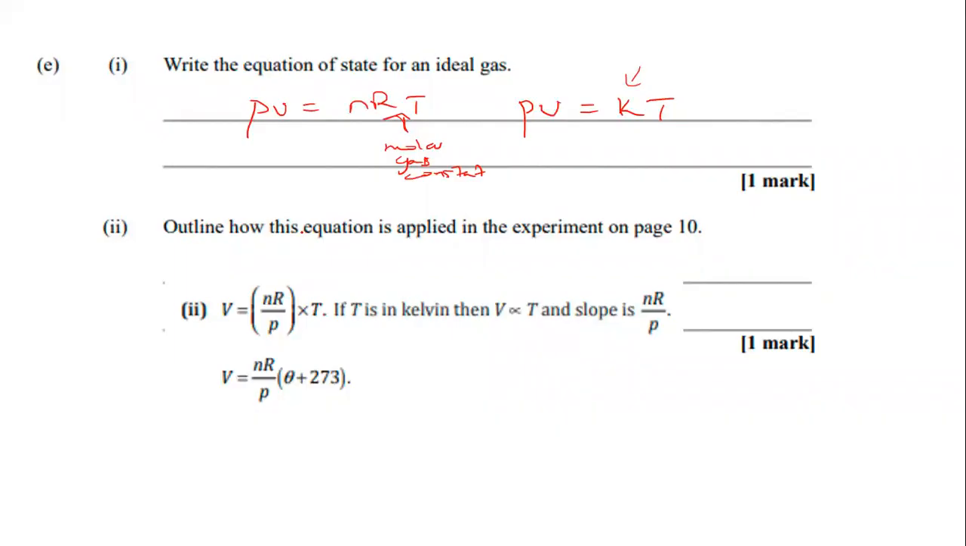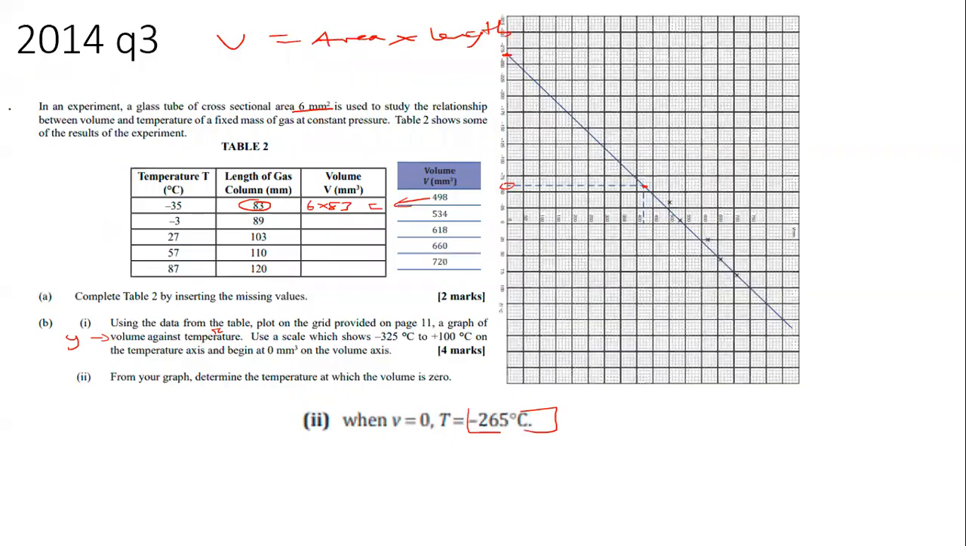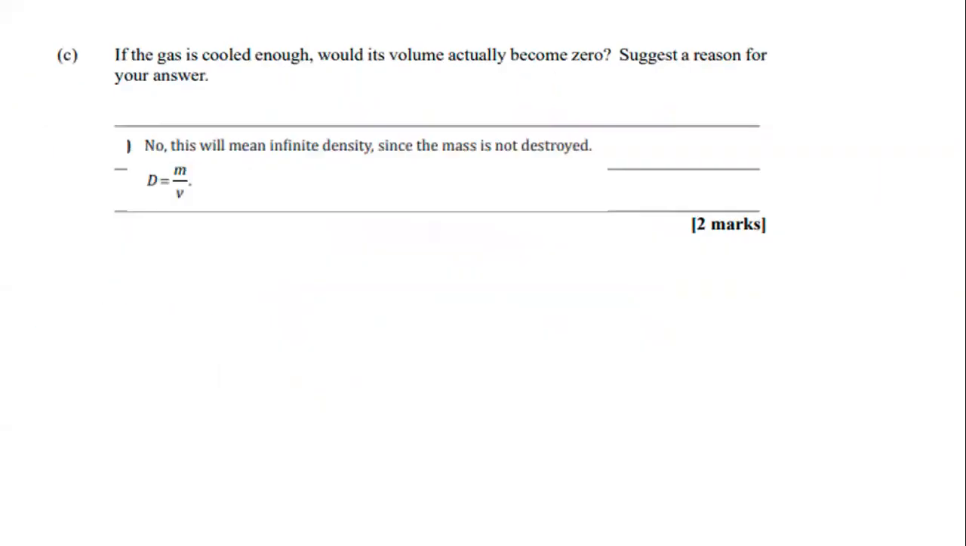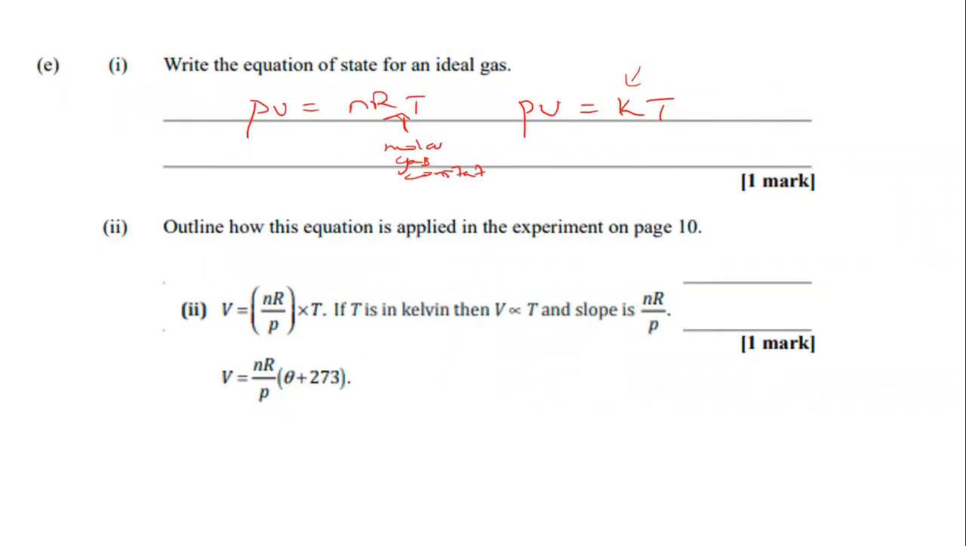Now it says outline how this equation is applied to this experiment on page 10, which is the one we're looking at here. So first and foremost, we're plotting a graph of temperature versus volume, right? So we would need to manipulate our equation in such a way that it gets us into the form of y equals mx plus c, per se, right? Okay, so let's see if we can think about that. So here's our equation as you can imagine.